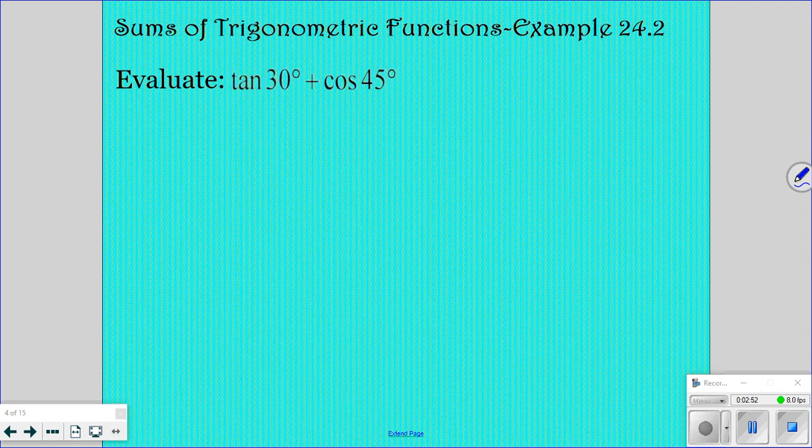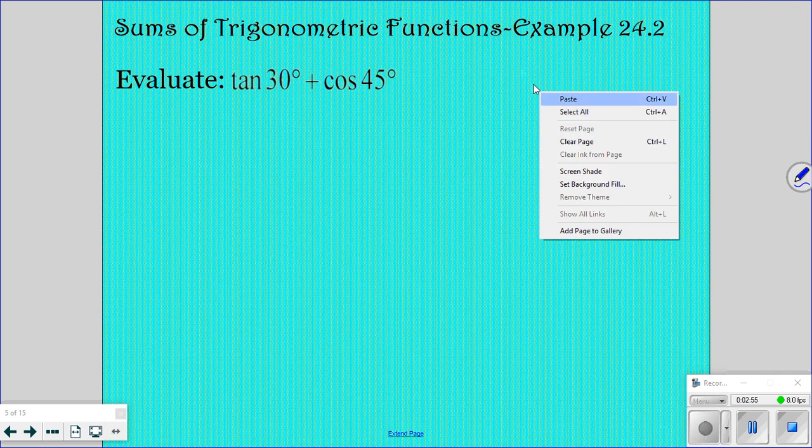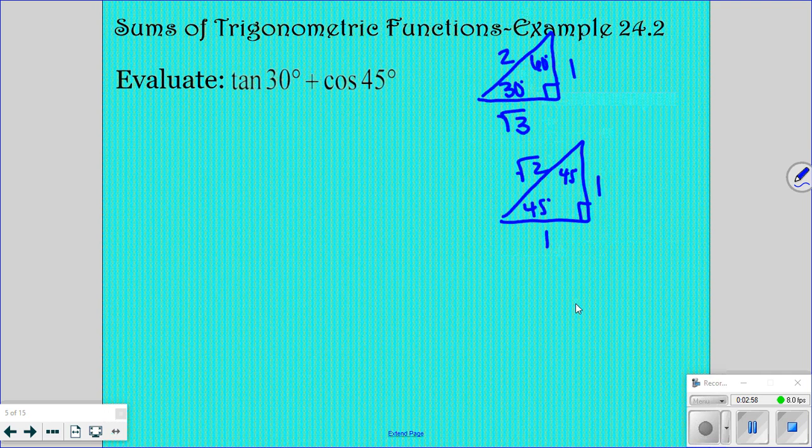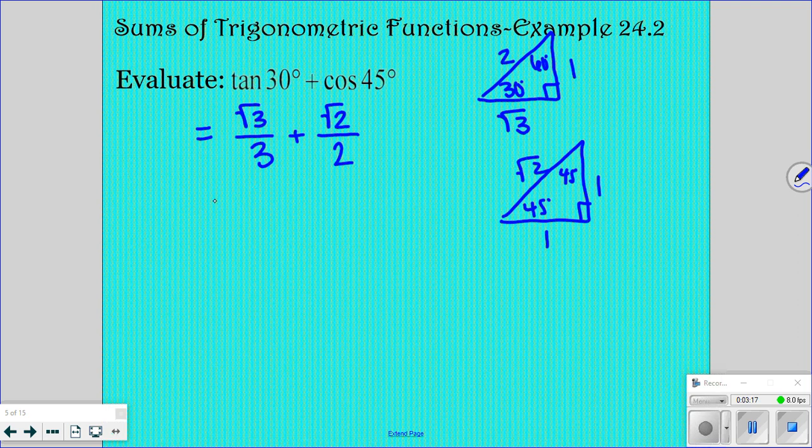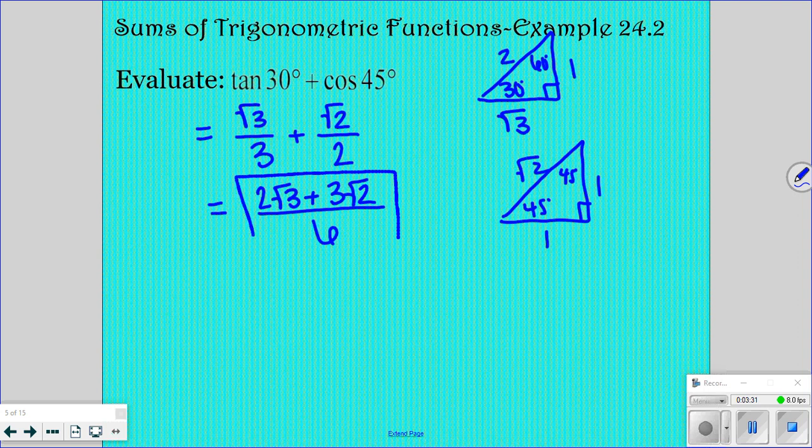Okay, we're going to look at another one. And again, I'm hoping you're getting to where you don't need these triangles, but just in case you need them, here they are. So the tangent of 30 is 1 over square root of 3, which, if you rationalize that, would be square root of 3 over 3. And the cosine of 45 is 1 over square root of 2, which, if you rationalize, would be square root of 2 over 2. From there, we need to make a common denominator, which is going to be 6. So this term gets multiplied by 2, and this one gets multiplied by 3. And so that would be your answer here.